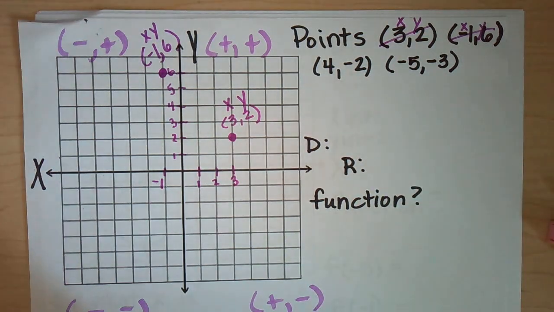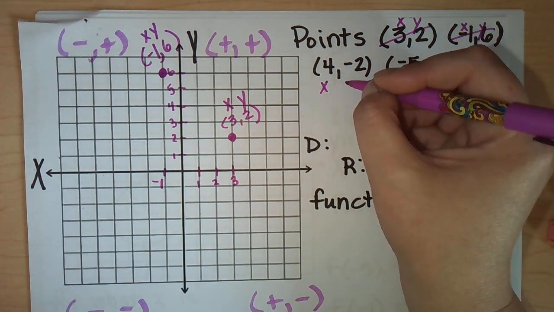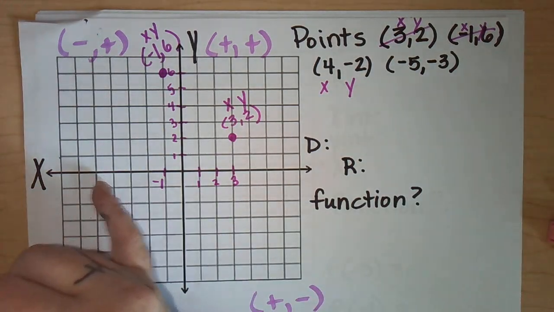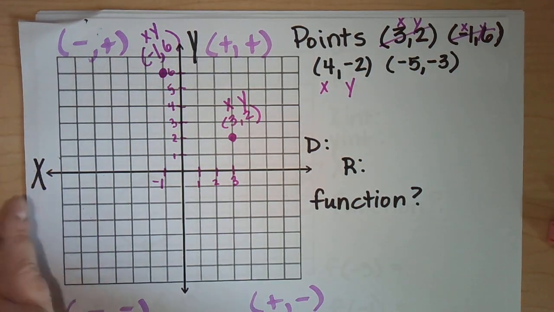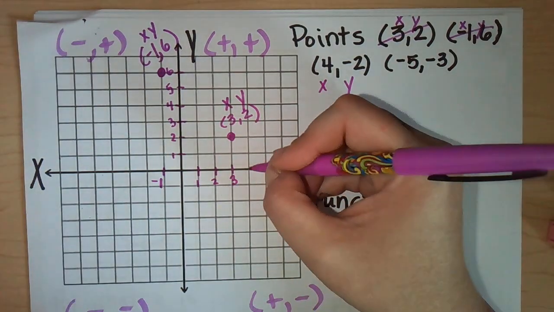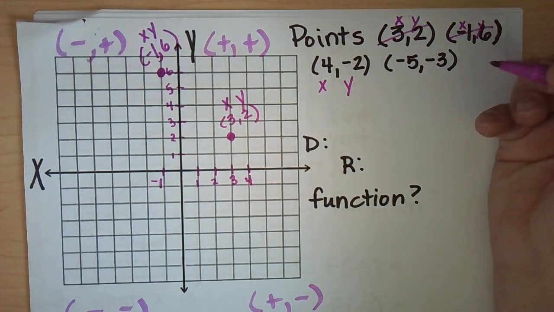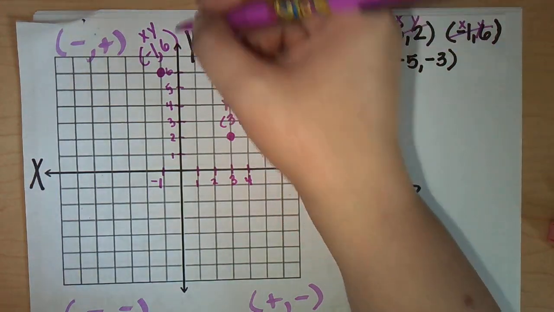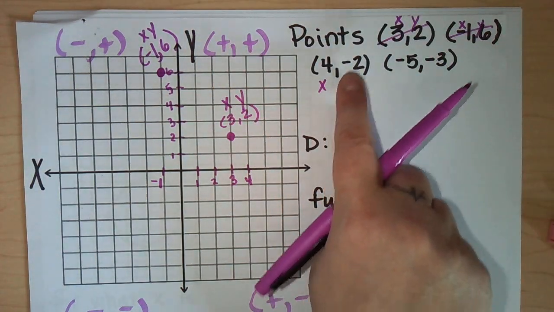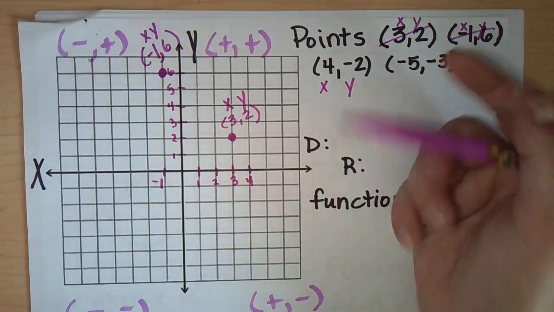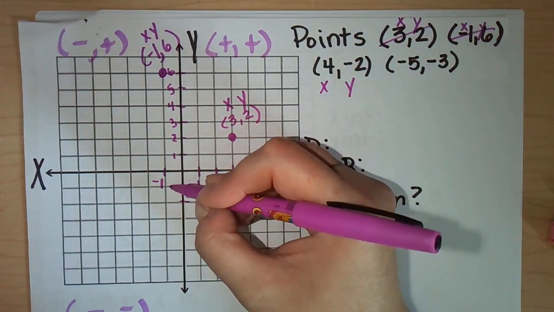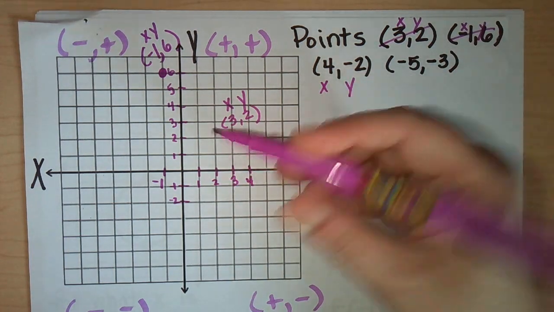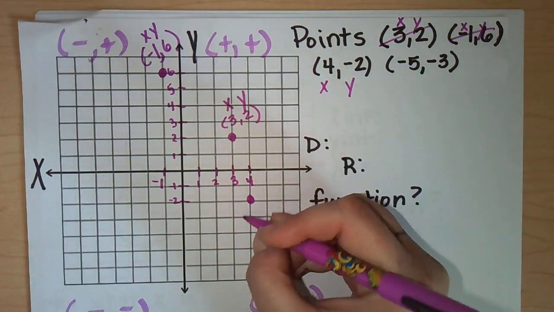Now let's look at this 4, negative 2. That's x and y. So let's find 4 on the x. Okay, don't go left. I know I put that letter x on a weird spot, but quit freaking out. Okay, we go to 4 on the x. Well, here's 3, here's 4. And then I go negative 2. That means negative 2 on the y, because negative 2 is underneath the letter y. So the negatives go down. Negative 1, negative 2. Okay, so I went 4 to the right, down 2. And that's 4, negative 2.